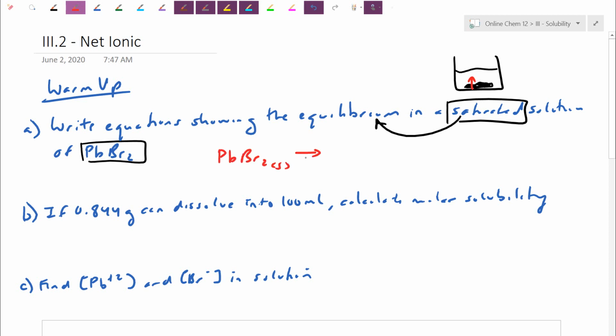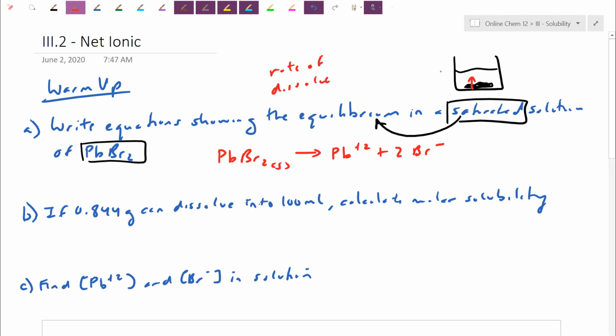When it dissolves, what are the ions that it breaks up into? We're just going to get some lead-2 ions. We're going to get 2 bromide ions for the dissolving. That's only the one direction here, so rate of dissolving. Because we are in equilibrium, we need to have the reverse reaction.